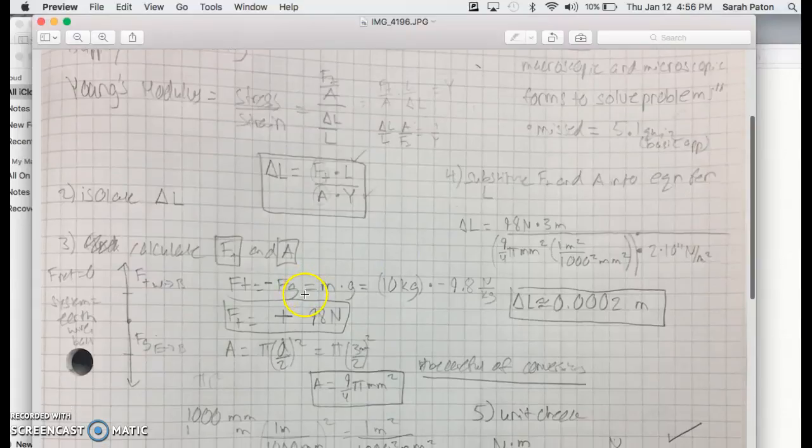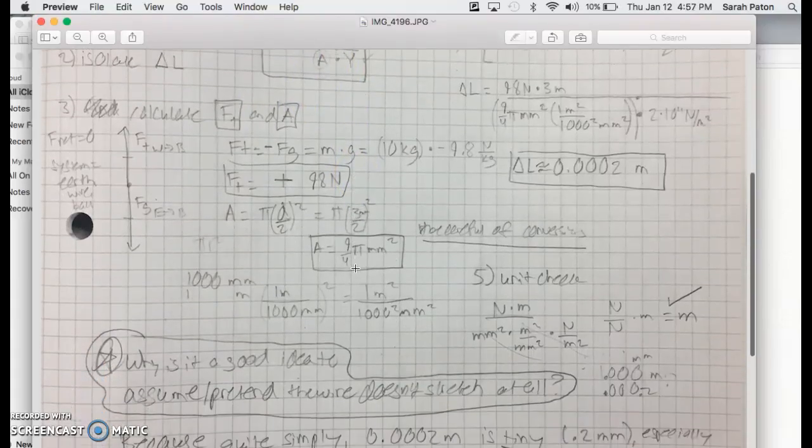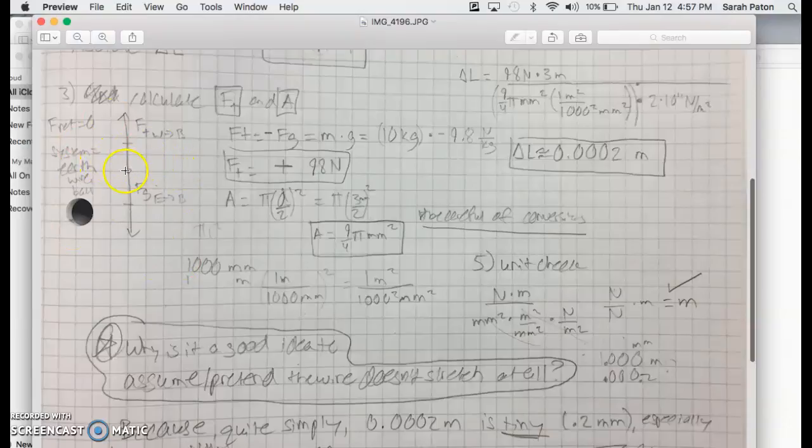So next, I realized that I was given Young's modulus and the length of the wire, so the only two things I needed to calculate were the tension force and the area. I did that by creating a free body diagram, and because the total force on the system is 0, and the momentum is 0, I knew that the tension force must be the opposite of the gravitational force, because there were no other forces in the system. I found that the tension force was equal to 98 newtons.